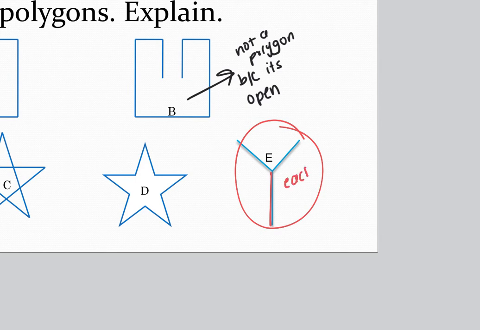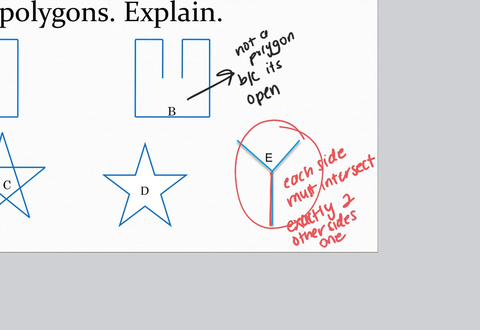Each side must intersect exactly, so no more, no less, two other sides. Wait, what do you mean intersect? One at each endpoint. Oh, I spelled endpoint right. So like this, look at this segment, right? This segment that's here intersects two other sides, but not one at each endpoint. Does that make sense? There, it's intersecting two, but at the same endpoint.